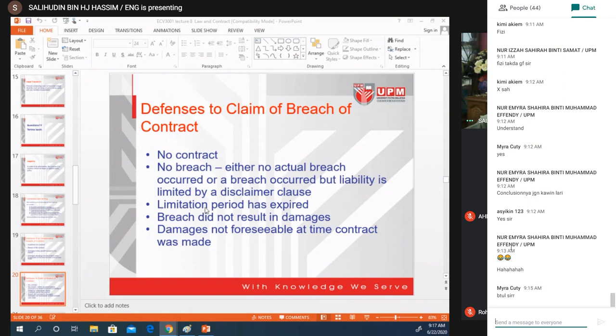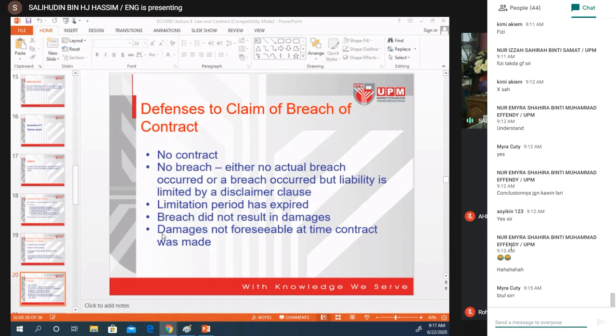Limitation means what? Defect liability is over. I am no more responsible to repair. Understand? That's the argument. And then the breach did not result in damage. Even though I didn't fulfill the contract, you lose nothing. That's the line of defense in the court of law.